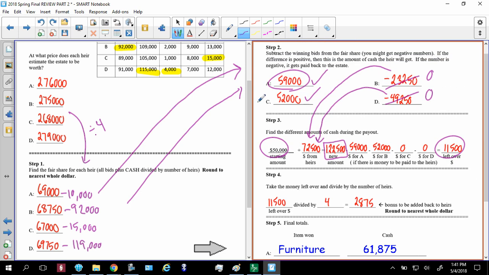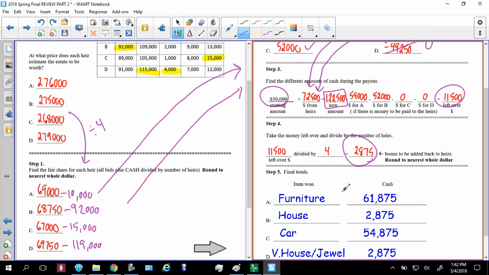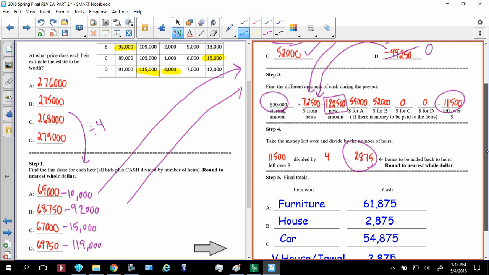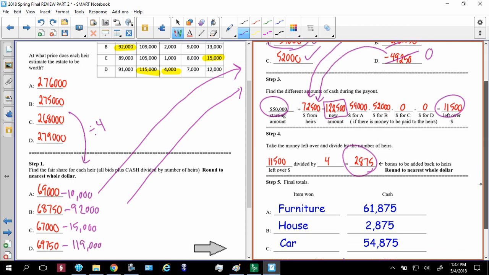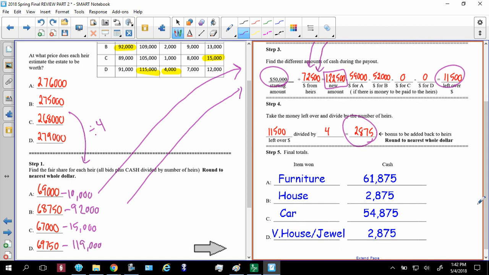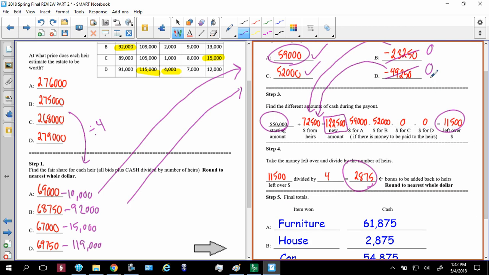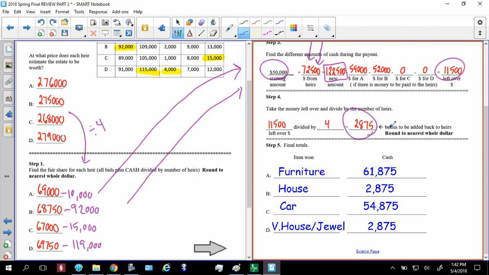So you're going to take that number, and it's a bonus. Heir A got $59,000, but there's a bonus of $2,875 for a grand total of $61,000. Notice that B had all of his debt paid, so he was sitting on a goose egg here, but he's going to get the bonus of $2,875. Now, if you pick up the pattern, C is $54,000. D, again, had his debt paid. He was sitting on 0, and he got the bonus, which is $2,875.